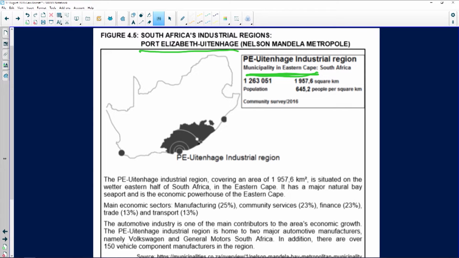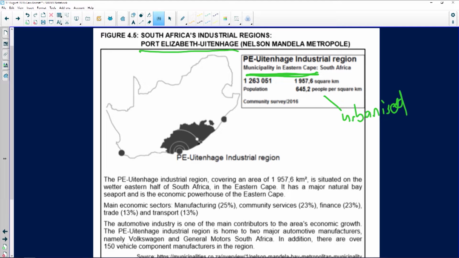Okay, they've given us some statistics from 2016. There's roughly 1.2 million people. It's 1,157.6 square kilometers. And there's roughly 645.2 people per square kilometer. So definitely quite urbanized. Okay, many people living per square kilometer.